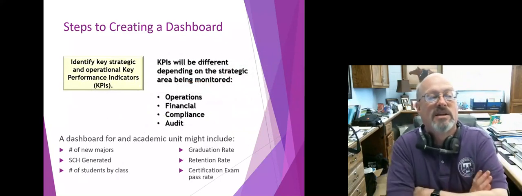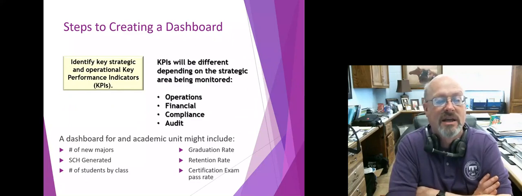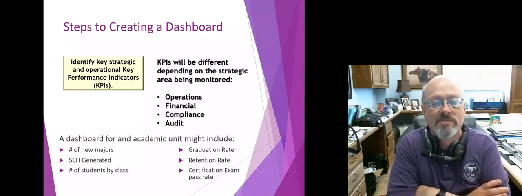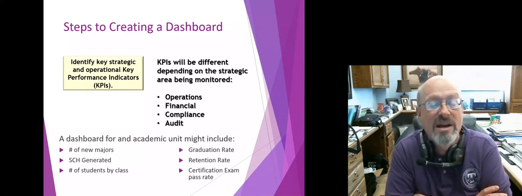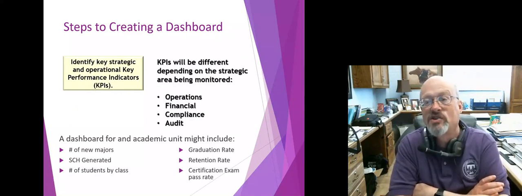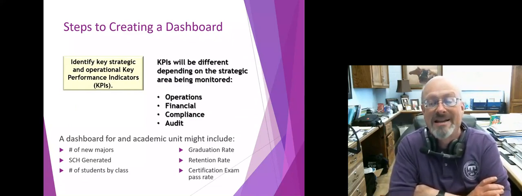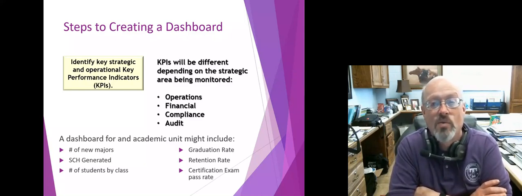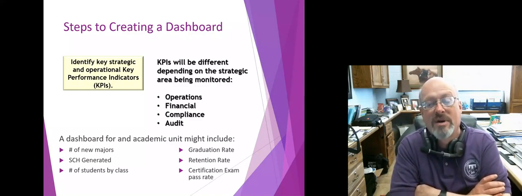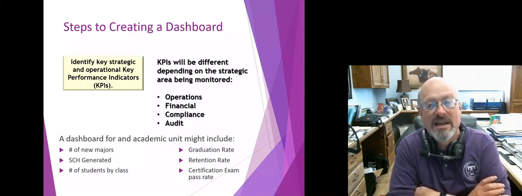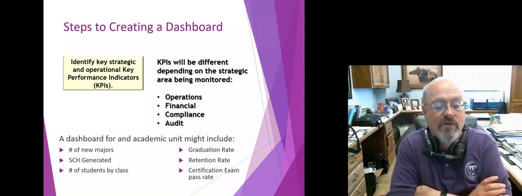So the first thing would be, as I said, to identify the key strategic and operational KPIs. They're going to be different depending upon what it is you're trying to measure. Are you measuring operations, financial information, compliance, audit, manufacturing? What is it you're trying to measure? And for that, you would identify the KPIs for that particular activity.